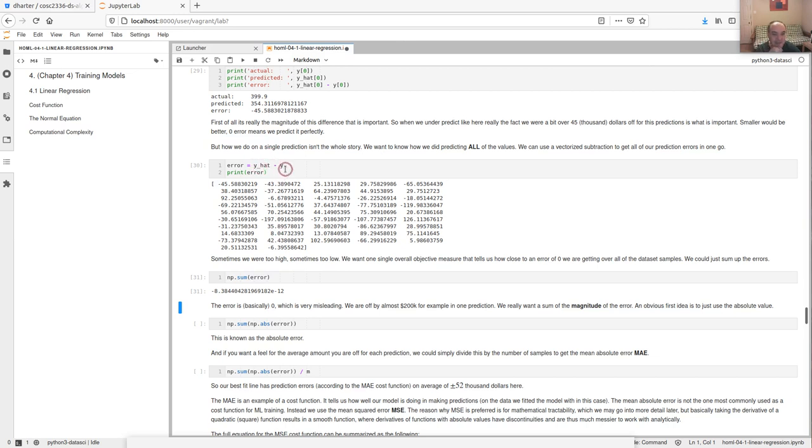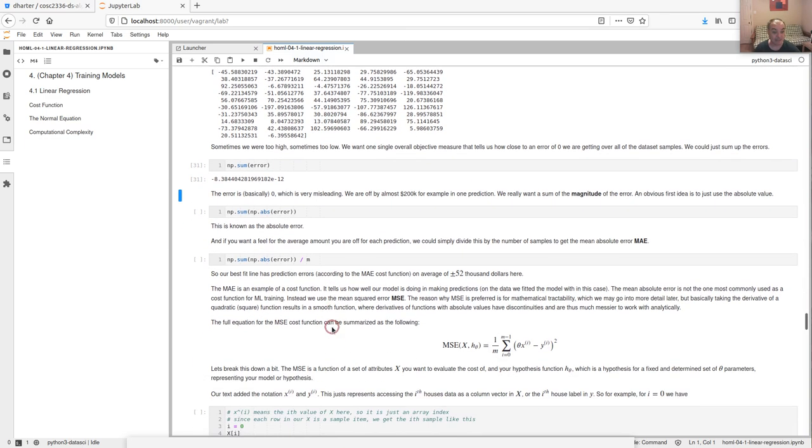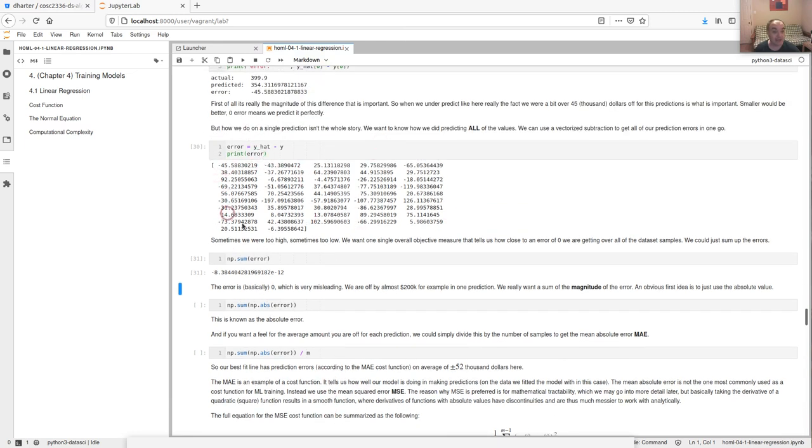Since we're taking y hat minus y, when I'm underpricing the house, I'm going to get a negative result. Here, I think that was probably the one that I pointed out where we were almost $200,000 underpricing the house, right? Or if I'm predicting too much, we'll get a positive result. So to tell how well we're doing, they cancel out. When I sum these up, they end up canceling themselves out, almost exactly, which is a property of how we perform this fit, okay?